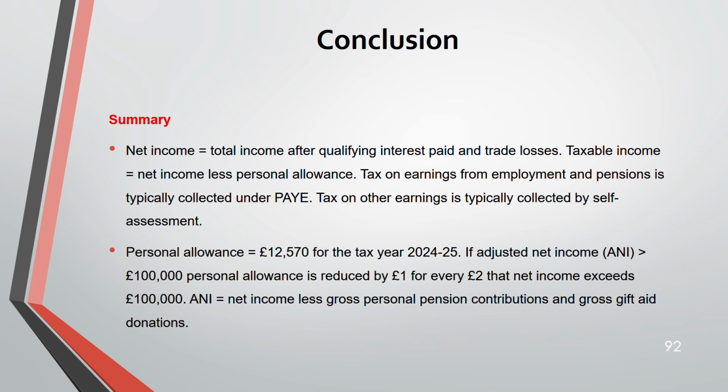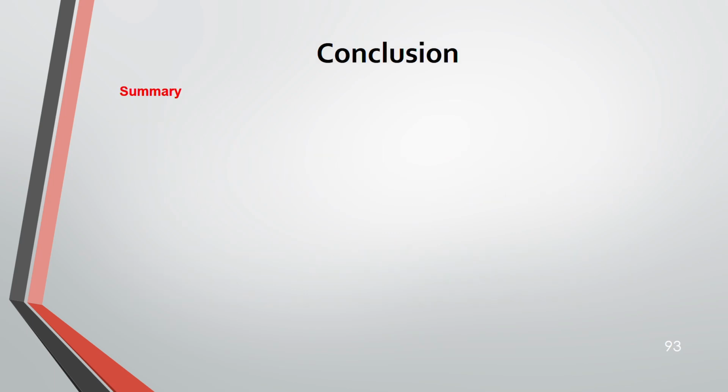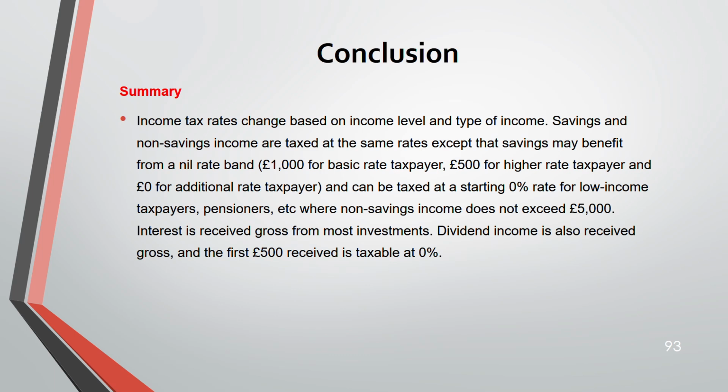And your adjusted net income is your net income minus gross personal pension contribution and gross gift aid donation. Both have to be gross. And it will be given to you in the exam. They will give you the net figure. You have to gross it up and deduct from net income and get your ANI.